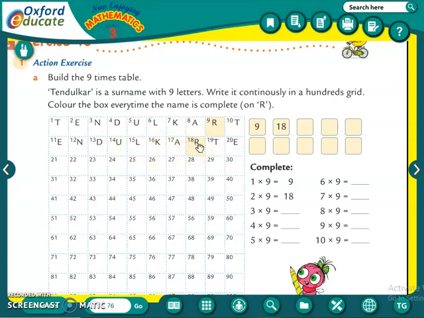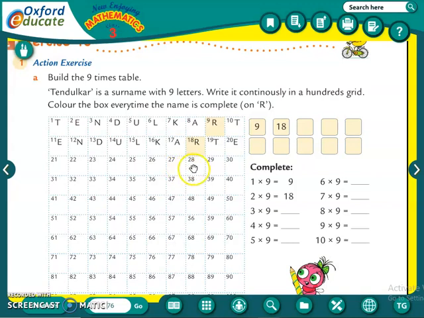So you can see that 9 1 जा 9, ये सेकेंड टाइम यहाँ पे आया है तो 9 2 जा 18. Afterwards again you will start TE और पूरा स्पेलिंग यहाँ पर खत्म करना है TENDULKAR. So third time our R comes here on 27. So we will write 3 multiplied by 9 is equals to 27.